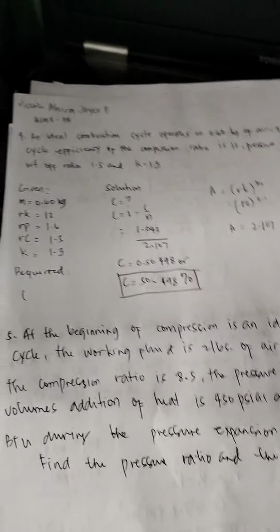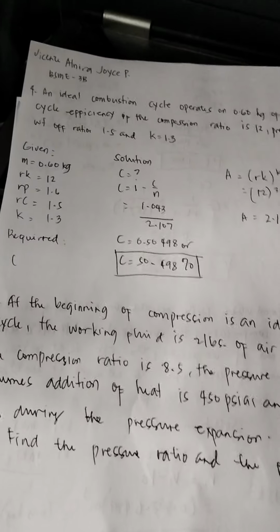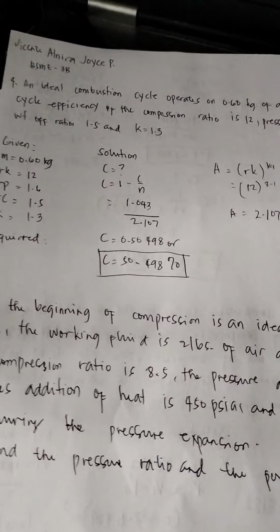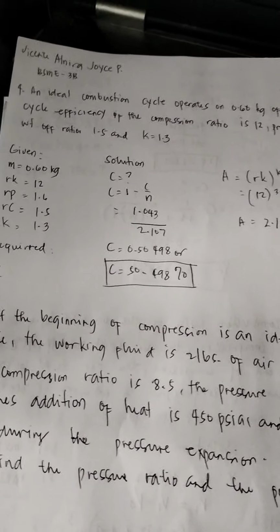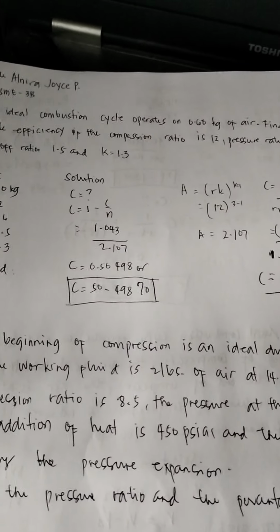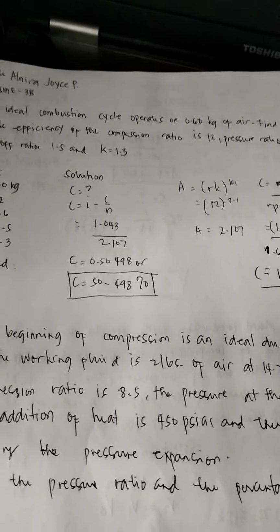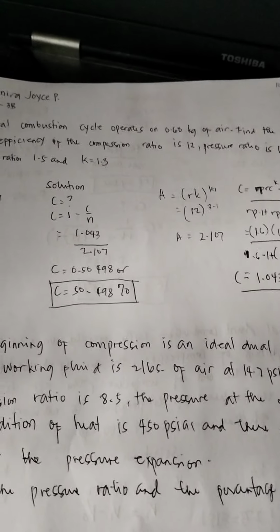Well, on problem number 5: at the beginning of compression is an ideal dual combustion cycle. The working substance is 2 pounds of air at 14.7 psia and 85 degrees Fahrenheit. The compression ratio is 8.5. The pressure at the end of constant volume addition of heat is 450 psia and there are 105 BTU added during the constant pressure expansion. Find the pressure ratio and the efficiency.